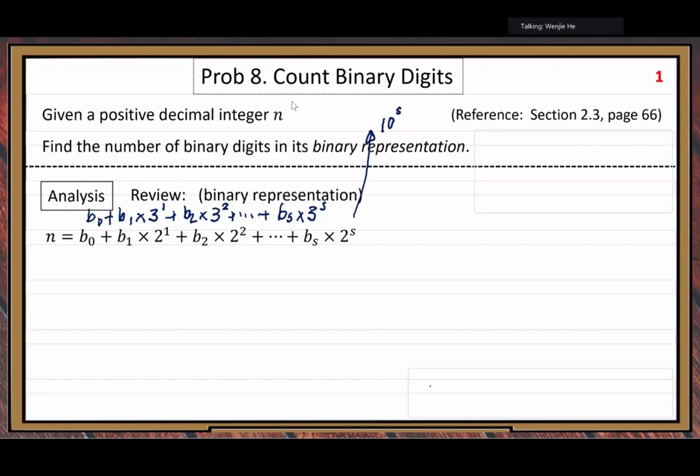So very general. In this way, we have a general representation for, let's say, k-ary system. How about that? Base k. So k-ary system. We can use this way to represent. Now, let's work on this binary system.